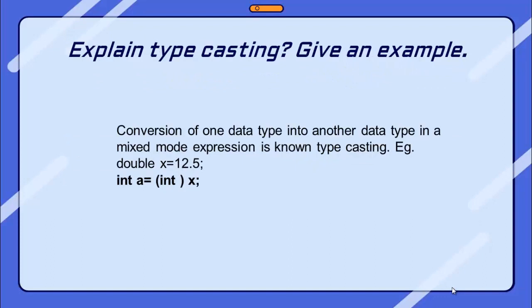Explain typecasting. Give example. Conversion of one data type into another data type in a mixed mode expression is known as typecasting. Example: double x is equal to 12.5 is given. Int a, x is now forcibly converted by using the typecasting.